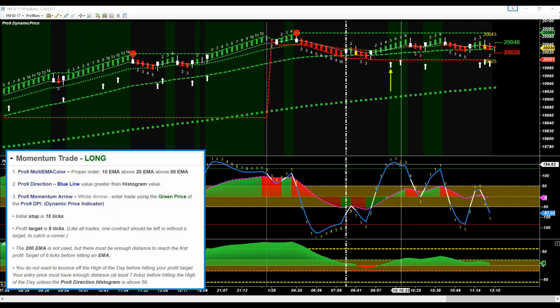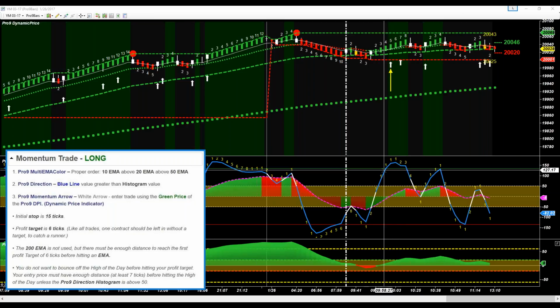For long trades, we want the blue line value to be greater than the purple line value, or for the blue line to be above the purple line. And that's really as simple as it is. It's not more complicated than that. If the blue line is already on the correct side of the histogram, that rule qualifies. So we don't need it to come from one side to the other. That's not necessary.